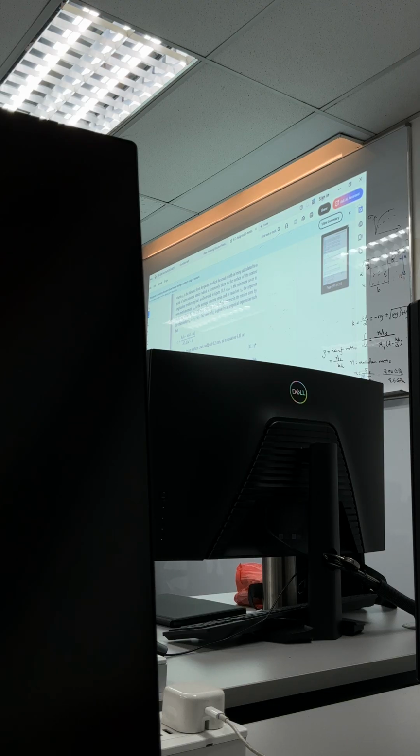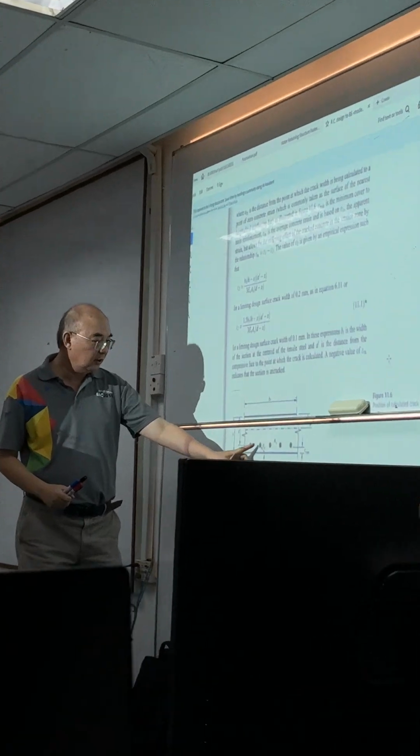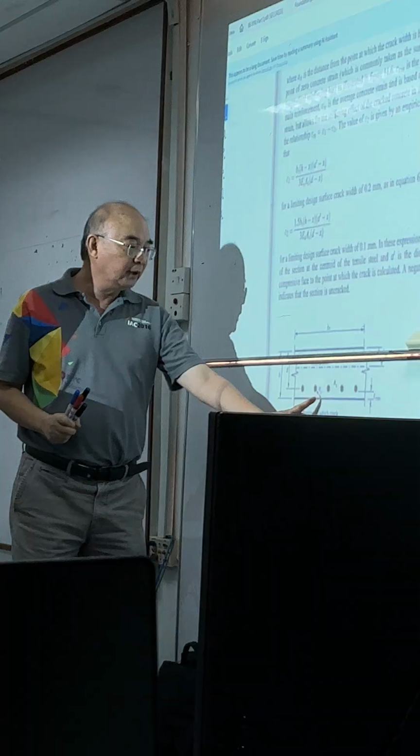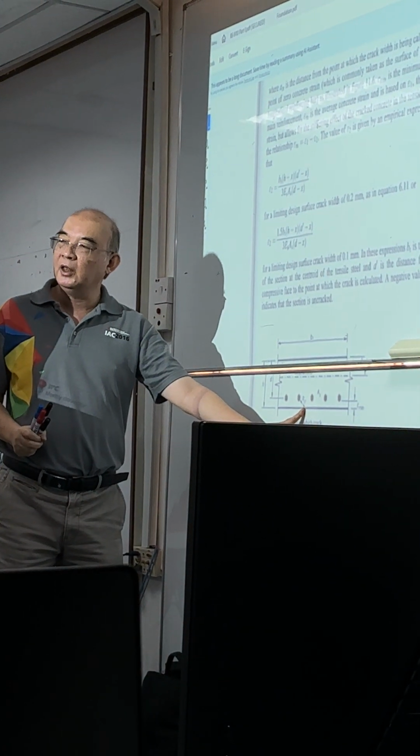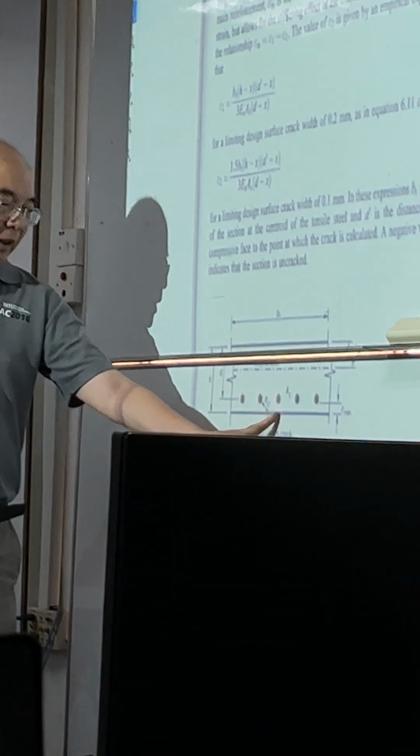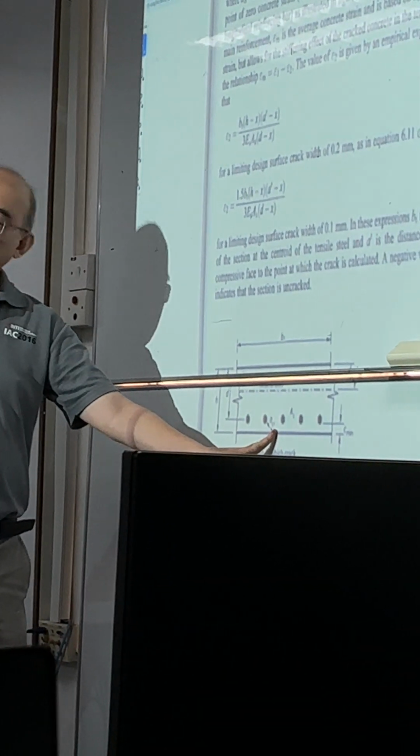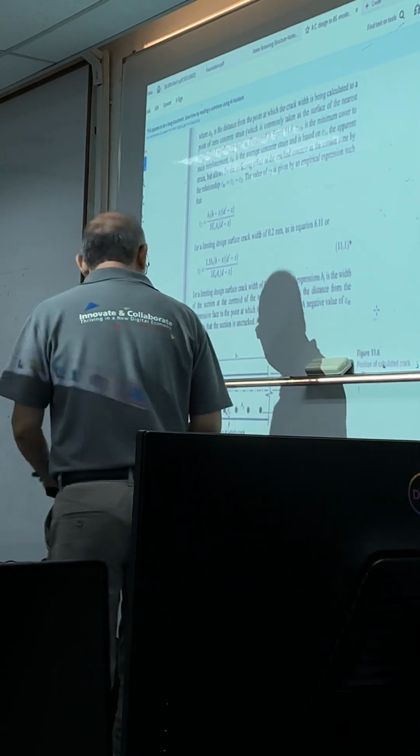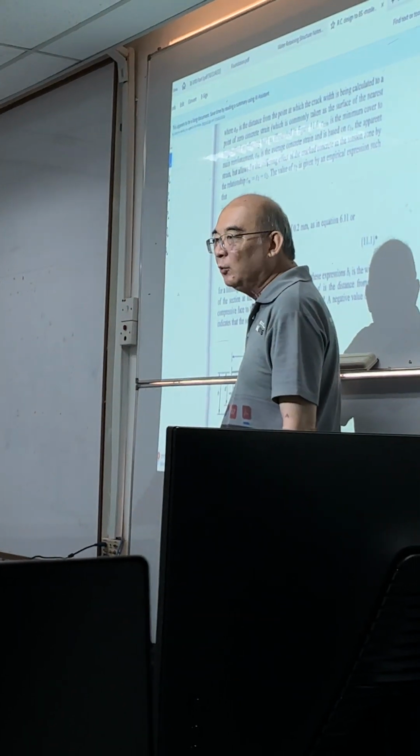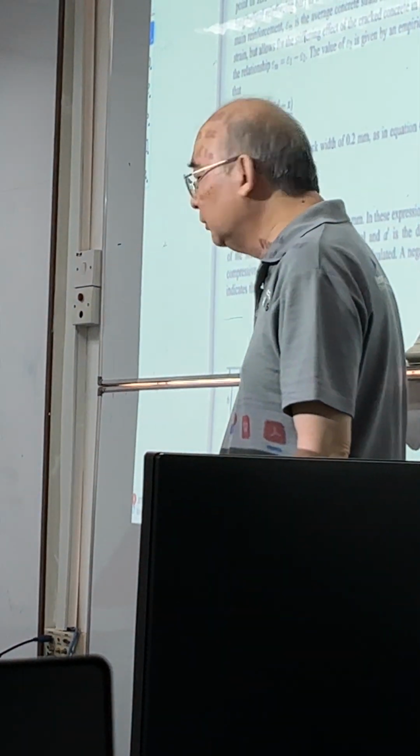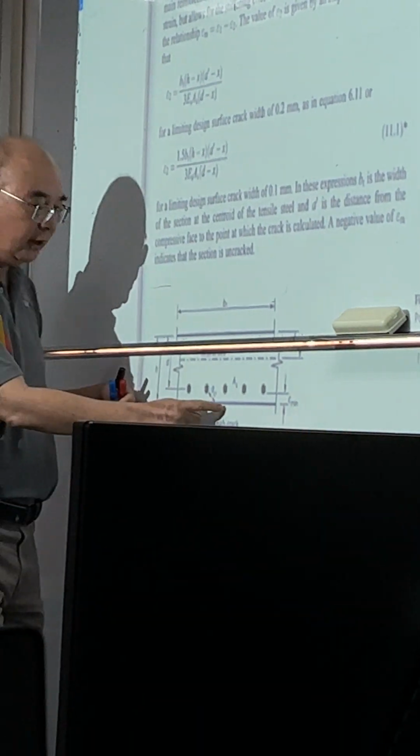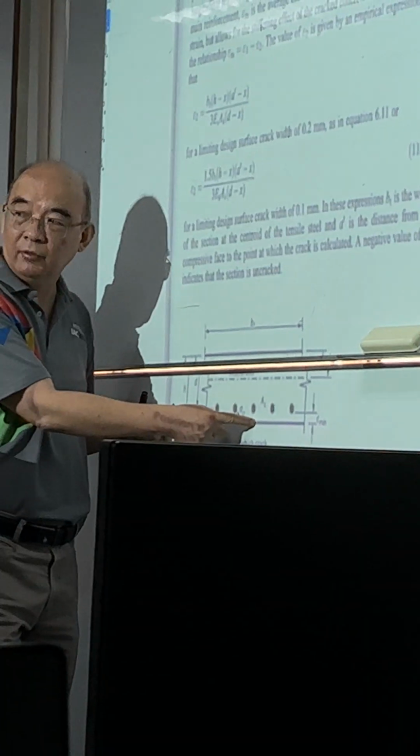This is a crack. Let's assume that we want to calculate the crack width here. You can calculate the crack width underneath the rebar or away from the rebar. A crack is the distance from the crack where you want to calculate to the nearest rebar. So if you want to calculate the crack width here, A crack will be here, right?